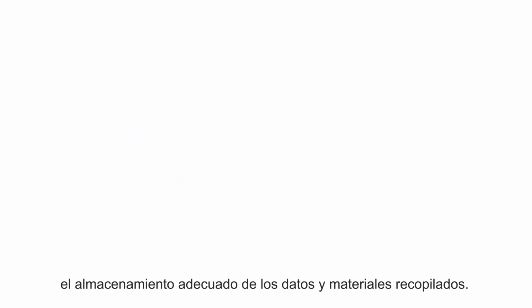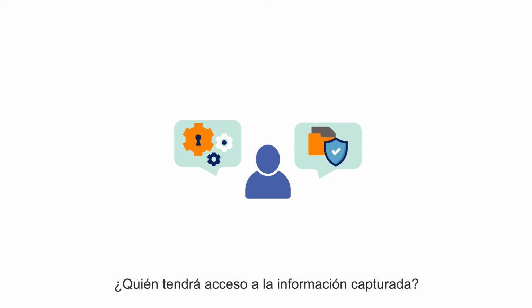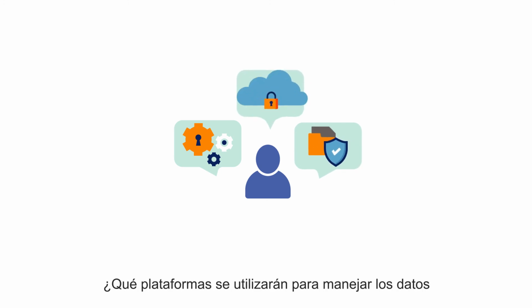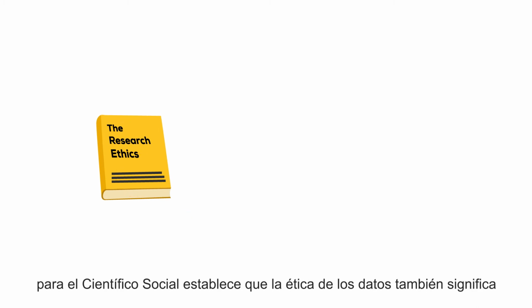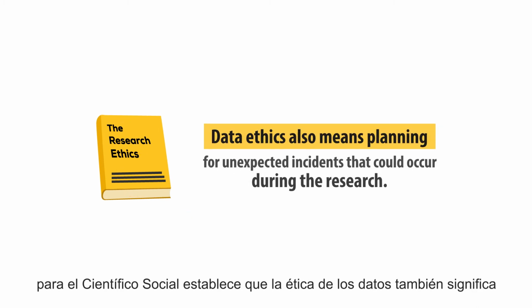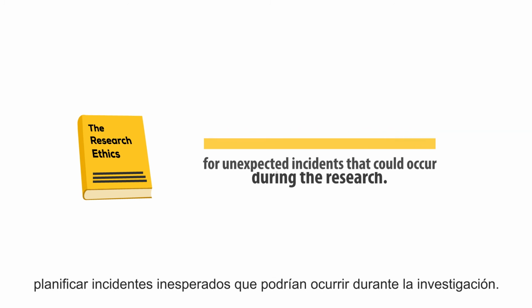The researchers must consider: how will the data be stored securely? Who will have access to the captured information? Which platforms will be used to handle the data, its storage, and access? The Research Ethics Guidebook on Data Storage and Security for the Social Scientist states that data ethics also means planning for unexpected incidents that could occur during the research.